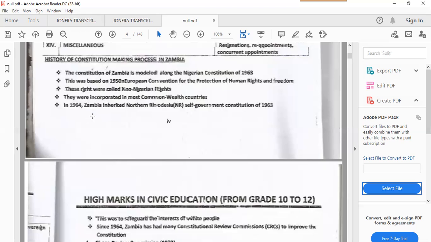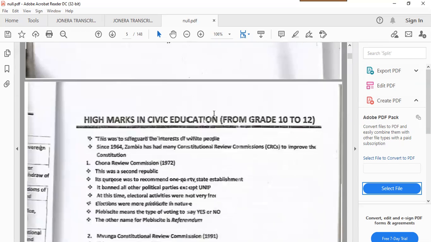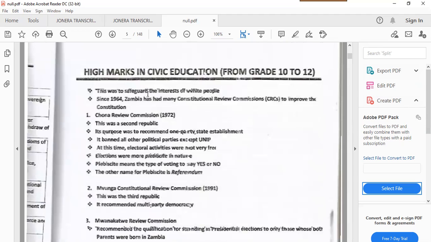So in 1964, Zambia inherited the Northern Rhodesia Self-Government Constitution of 1963. But our independence was in 1964, so this was somehow suspicious, because why did Zambia inherit the Northern Rhodesia self-government constitution? They were white people in charge. So this was just to safeguard the interests of the white people who were oppressing us along 1963, because they had to make their own policies to secure their wealth within our country.